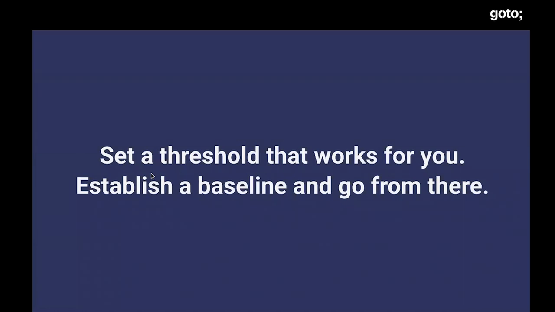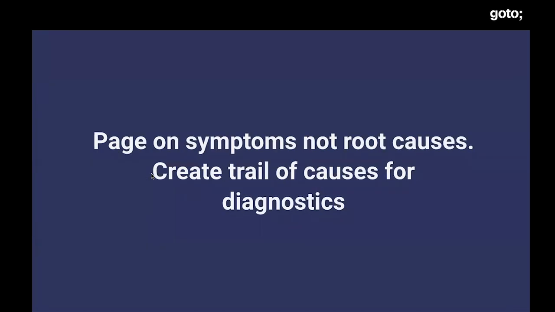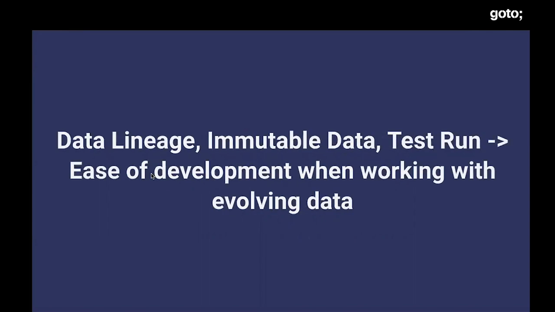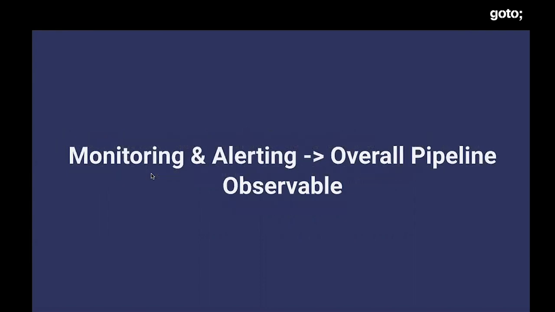So for alerting, just set a threshold that works for you, establish a baseline and go from there. And you can then come up with more clever algorithms for alerting. Can't talk about alerting without talking about paging. You can page on symptoms and not root causes, create a trail of causes of diagnostics, data lineage, immutable test run, ease of development when working with evolving data. Monitoring and alerting allows for the overall pipeline to be more observable.